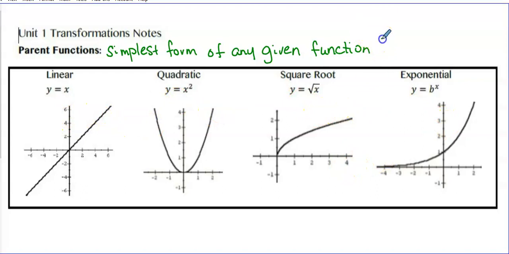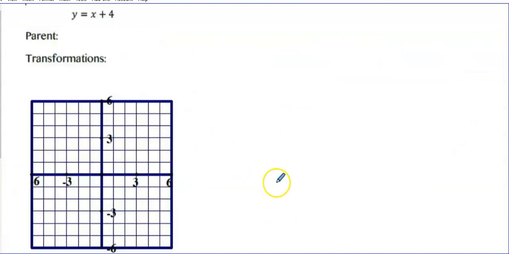In other words, a parent function has no transformations. So it doesn't have any transformations done to it. So y equals x squared, and so on. These are the parent functions for these 4 types of functions, and these are the ones we're going to be looking at today too.